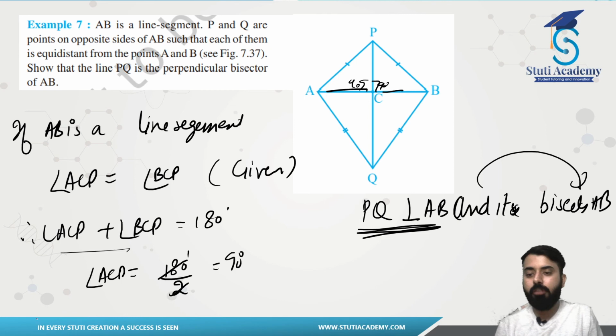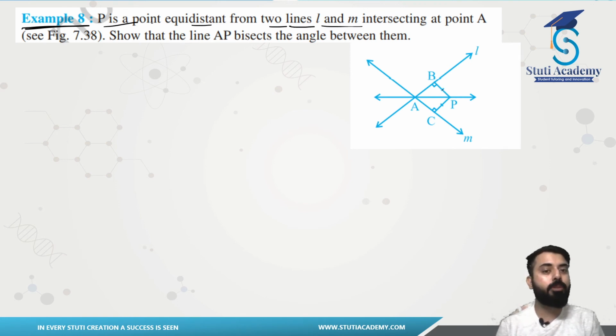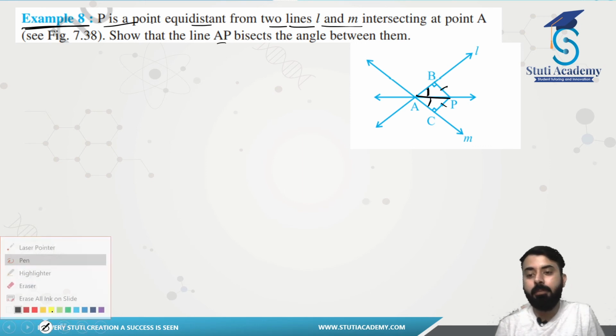Now let's move forward and see what we have now. So we have this example 8 with us. P is a point equidistant from two lines L and M. P is a point which is equidistant from two lines L and M. You guys see this is the same as that one. Show that line AP bisects the angle between them. We have to prove that this line AP bisects angle A into two equal parts. Now this is an important question.